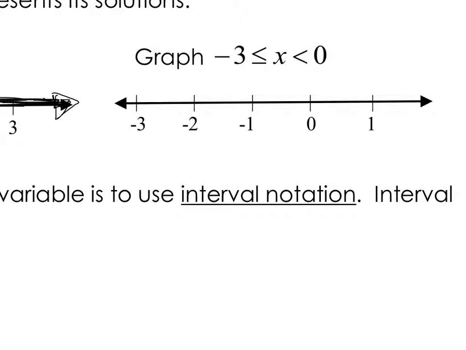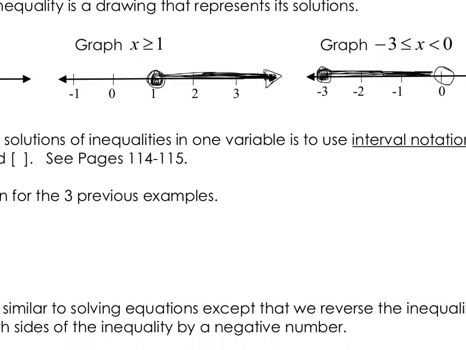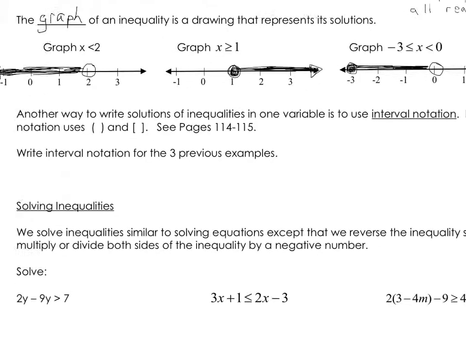Now x is between these two values. You want to include the negative 3, so make it solid. You do not want to include 0, so leave it hollow, and shade in between. So those graphs represent our solutions to the inequalities.